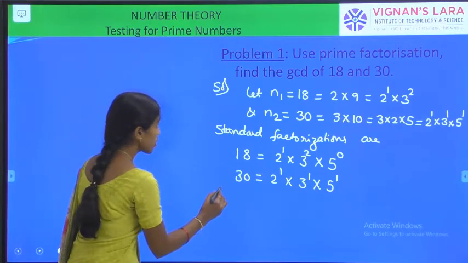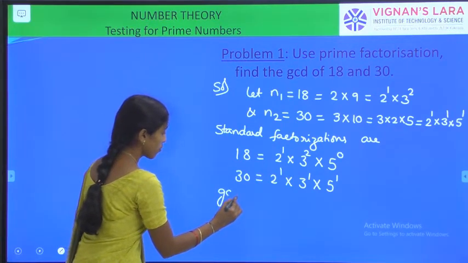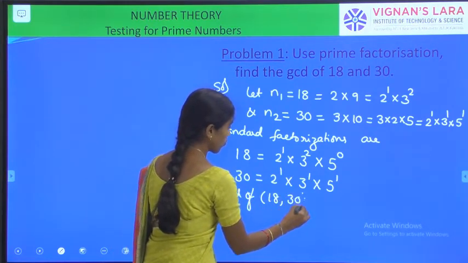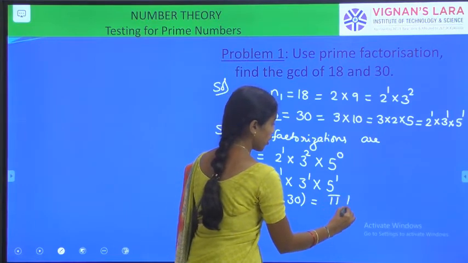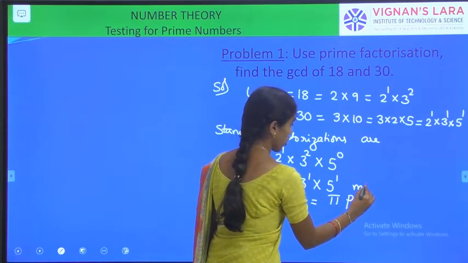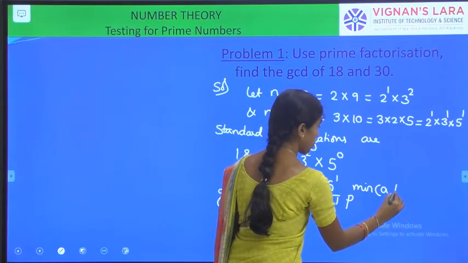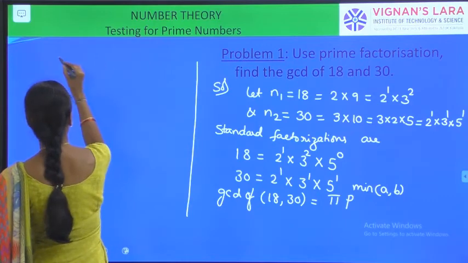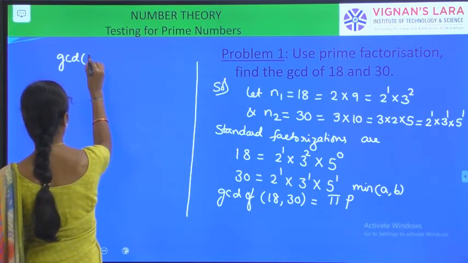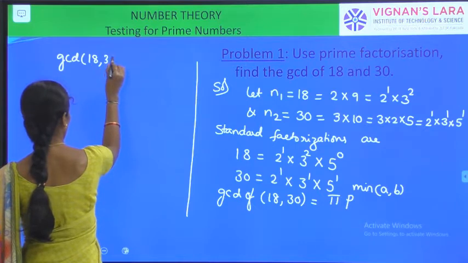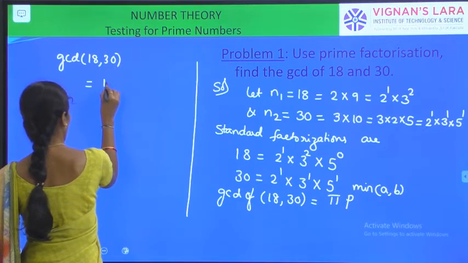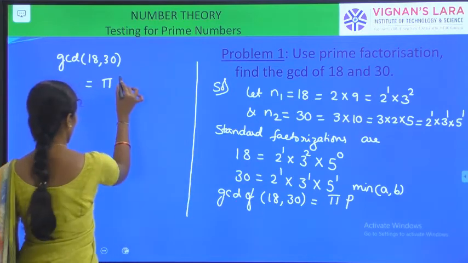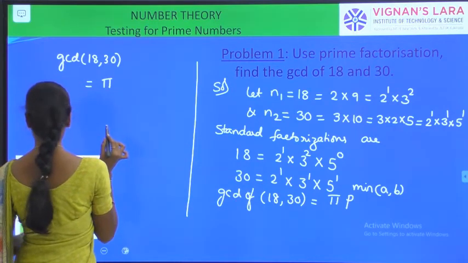Right? So first they ask the GCD of 18 comma 30. What is the formula? Product of pi p to the power minimum of a comma b. What about a and b? These are the powers of p. So GCD of 18 comma 30 is equal to the product of, first prime number is 2. Right? First prime number is 2.